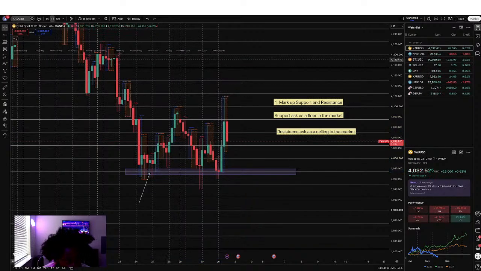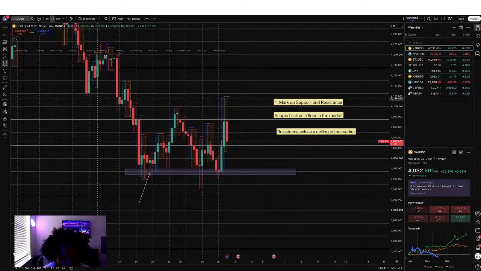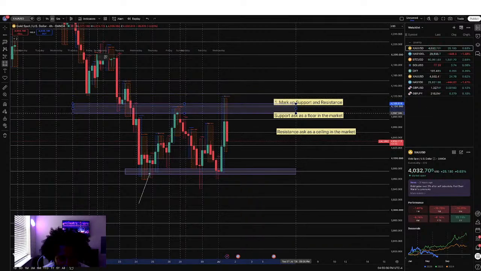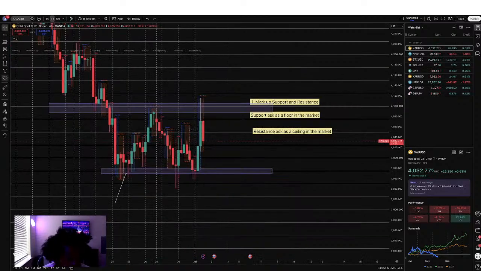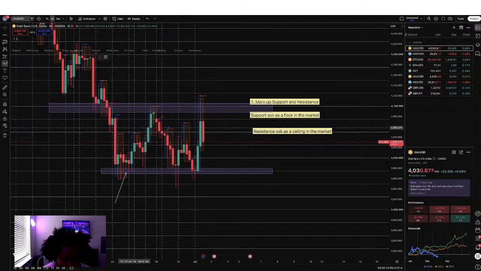So now for resistance, it acts as a ceiling. So as you can see right here, in this area, we had a resistance. Every time the price of the market decided to come up in this area, it resisted and went the opposite way. So you can see it came up to this area, dropped, came up to this area, rejected again, and dropped.